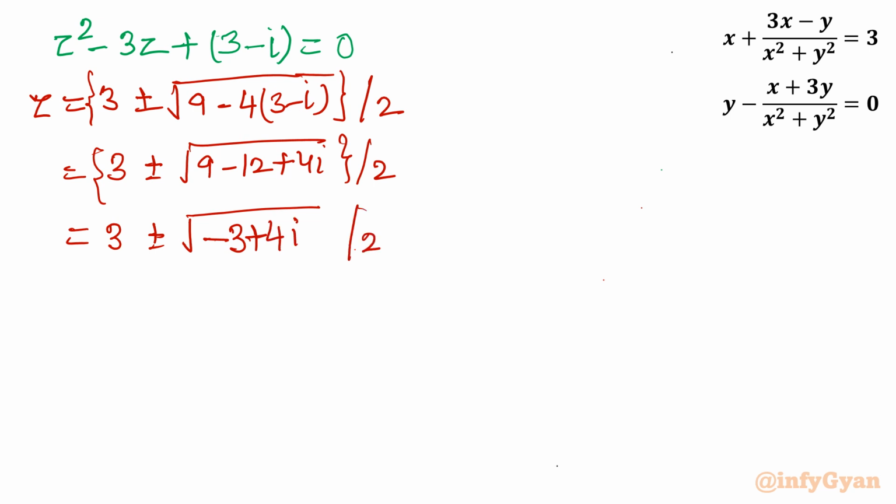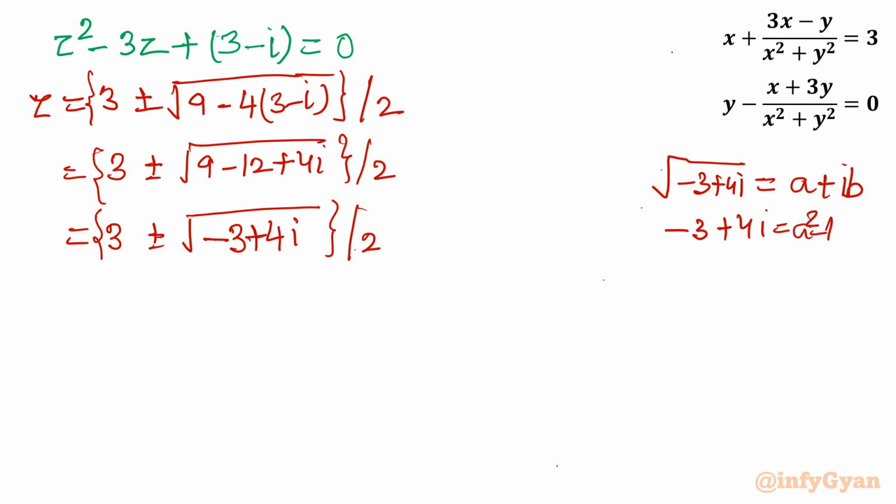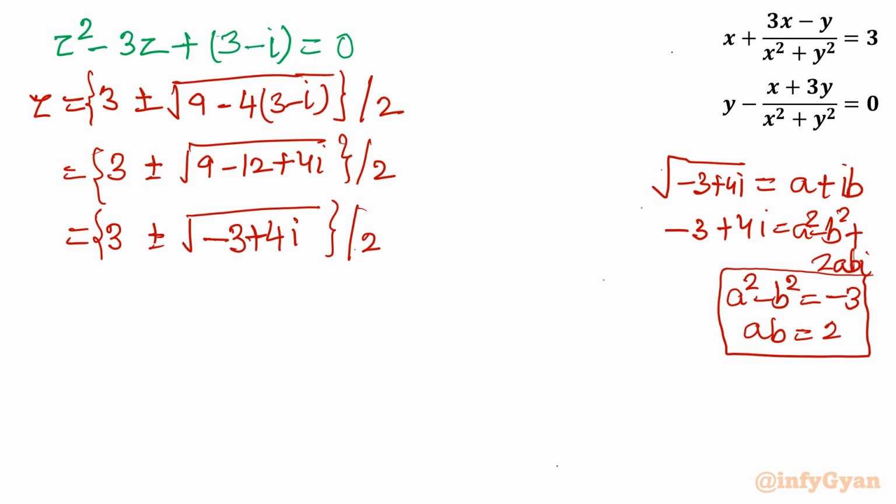Now the question is, how to find out square root of complex number. You know the method how to find out. Minus 3 plus 4i, we used to write here, for a, b real valued, a plus ib. Now take whole square both sides, frame one system of equation. So how it would be: minus 3 plus 4i equal to a square minus b square plus 2abi. Compare both sides, real and imaginary parts. So we will frame a square minus b square is equal to -3, ab is equal to 2. Now this is one set of equation, one system of equation.